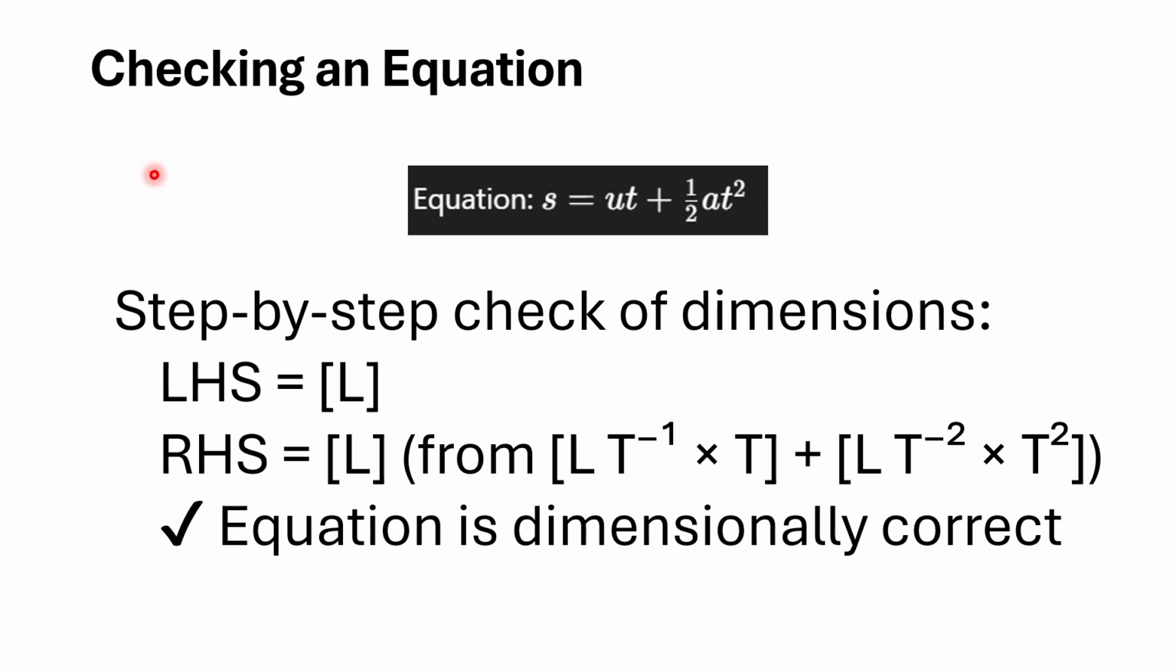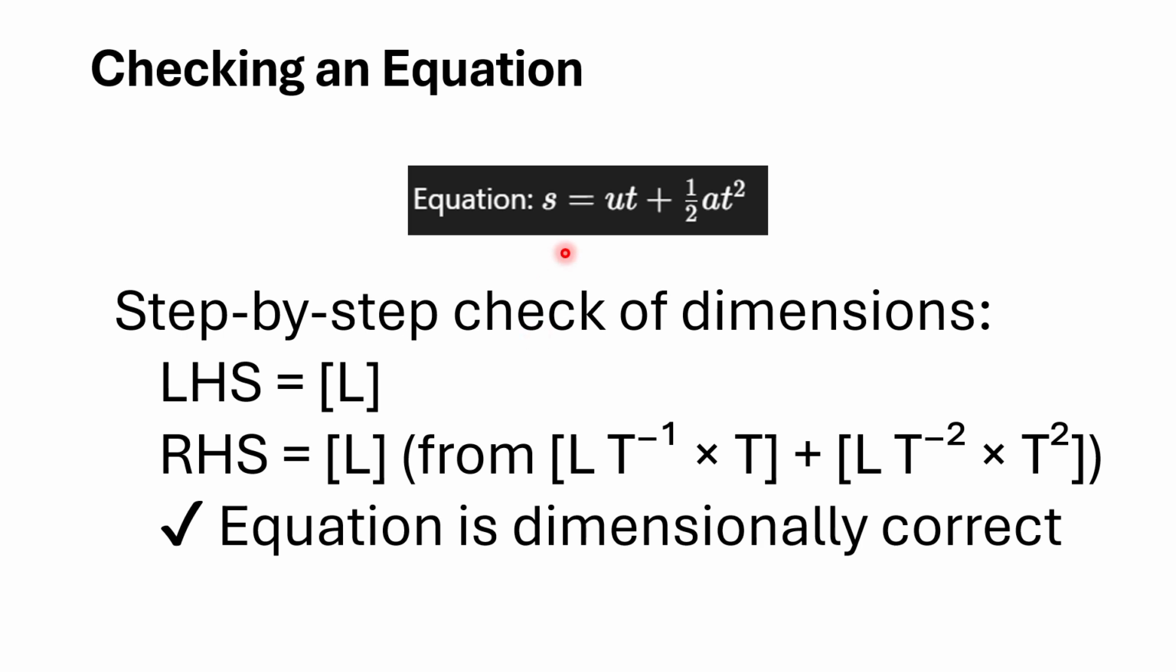Here we have a very simple example about checking an equation, whether it is dimensionally correct or not. It can happen that a physical equation can be correct, but not dimensionally correct. That checking will be done with the dimensional formula or dimensional analysis. We can do that with this example.